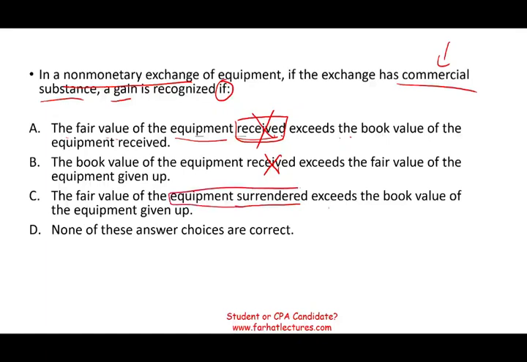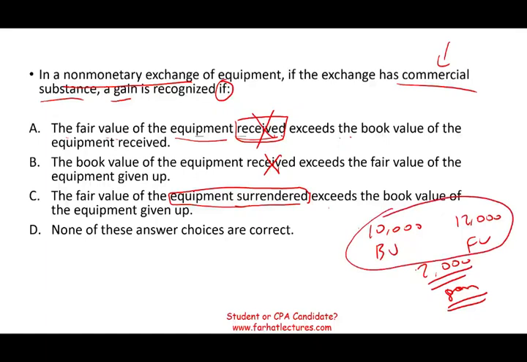What are you giving up, surrendering, versus the book value of the asset given up. So if you gave up an asset with a book value of 10,000 and it has a fair value of 12,000, you have a gain of 2,000. If you exchange this asset, and they told you in the problem it has commercial substance, then a gain is recognized. This is how you recognize a gain. The fair value of the asset given up is greater than its book value. You have a gain, and it is recognized when the transaction has commercial substance.